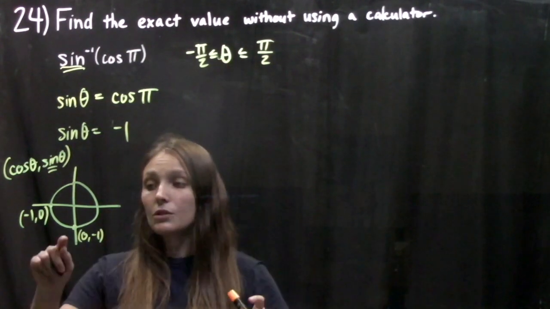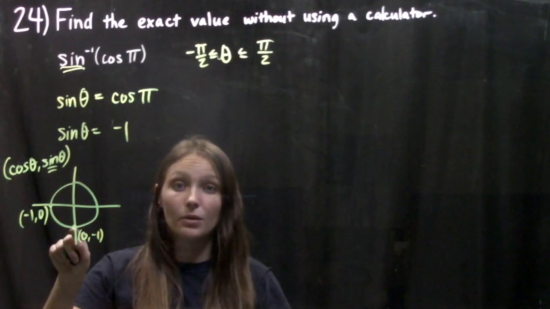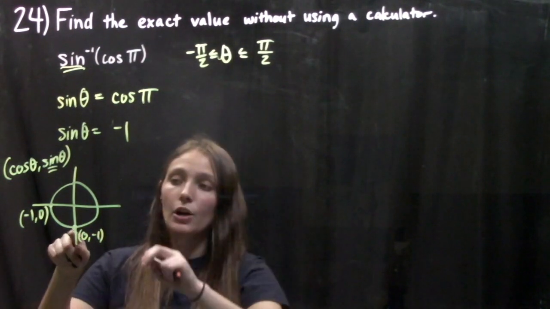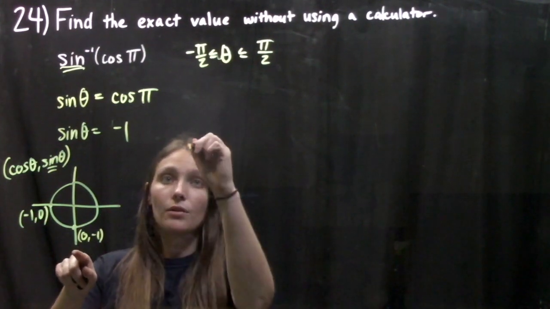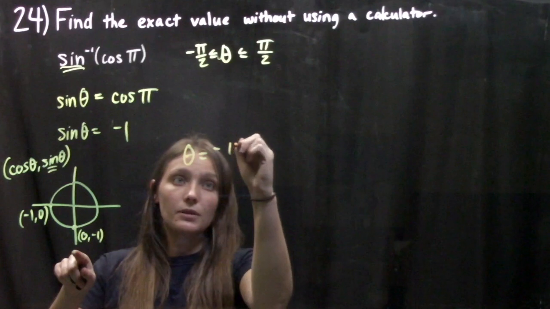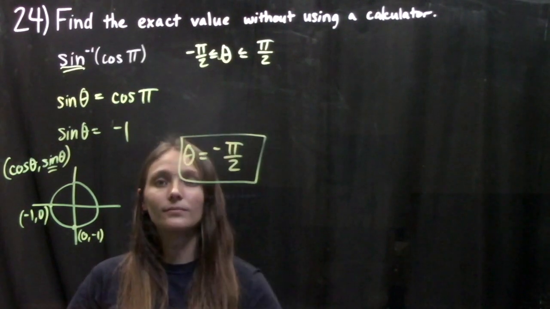Cool. So we know that if we go from the positive x-axis, we're going to get 3pi/2, but 3pi/2 is not within this range, so we're going to have to take it from the negative x-axis, and we're going to find that our theta value is equal to -pi/2. And that's our answer.